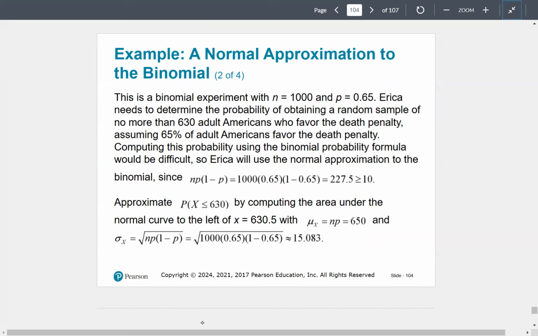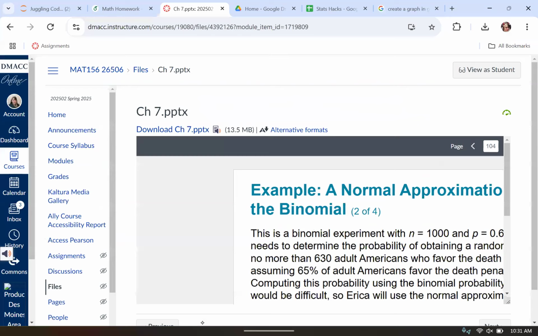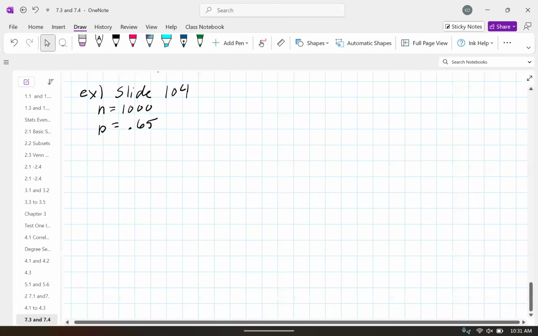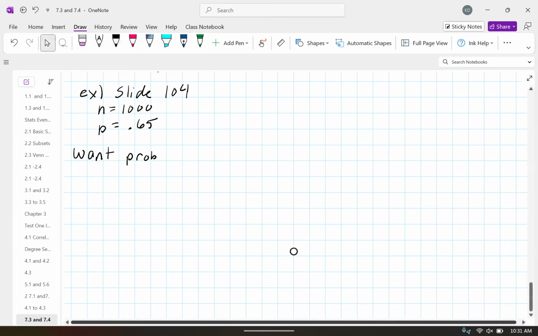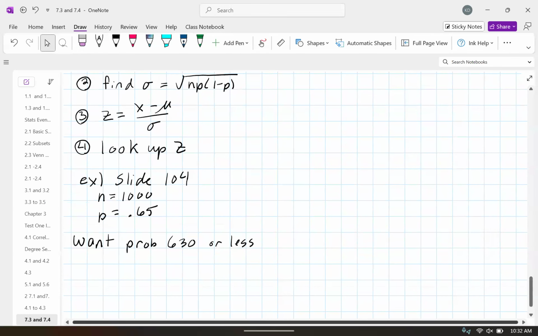And so they kind of show us the math up there, but we won't cheat that. So we want the probability of 630 or less. So again, we're just looking up exactly what the table gives us. We don't have to manipulate that at all, which is nice. All right.